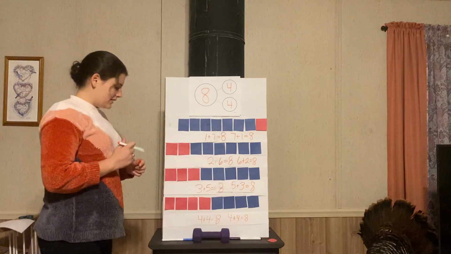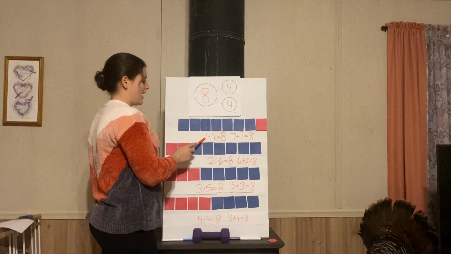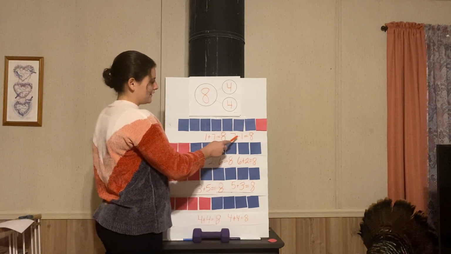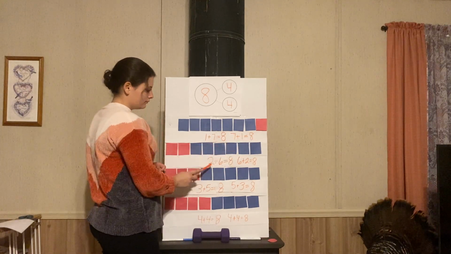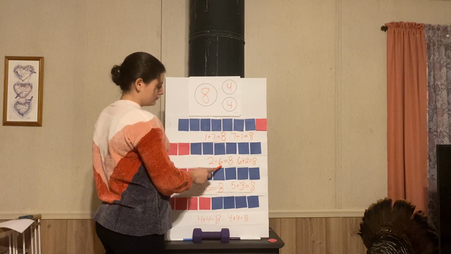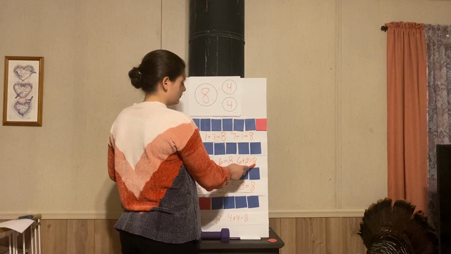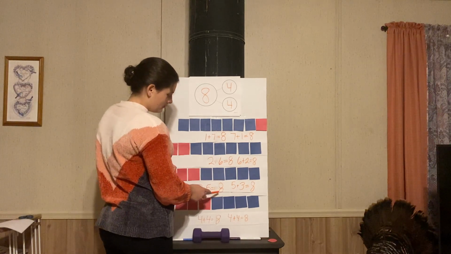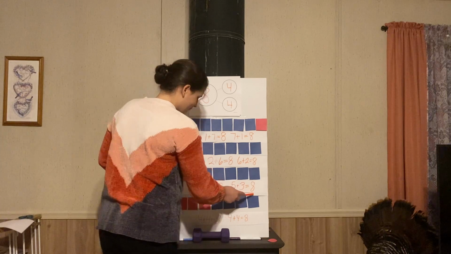Now for practice, let's say through these together, okay? So we have 1 plus 7 equals 8. Let's say this one too. 7 plus 1 equals 8. 2 plus 6 equals 8. 6 plus 2 equals 8. 3 plus 5 equals 8. 5 plus 3 equals 8.